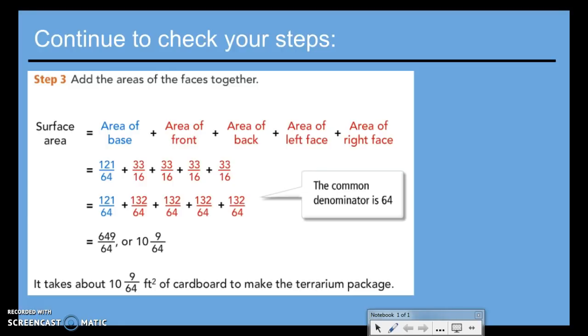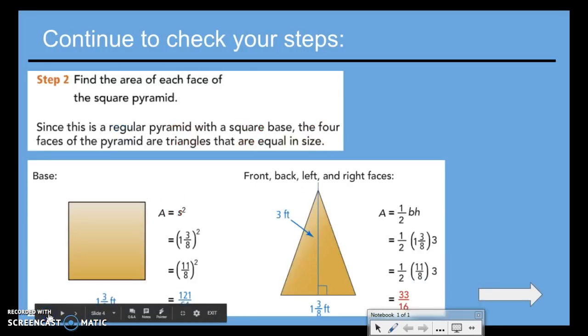Now, some people are wondering, how do you know if it's going to be feet squared or not? Well, you're just multiplying the sides together to get the area of that one shape. Let me show you. So for each of these, you're doing 3 feet times 1 3/8 feet. When you're adding them together, you're not going to end up squaring them. Okay?